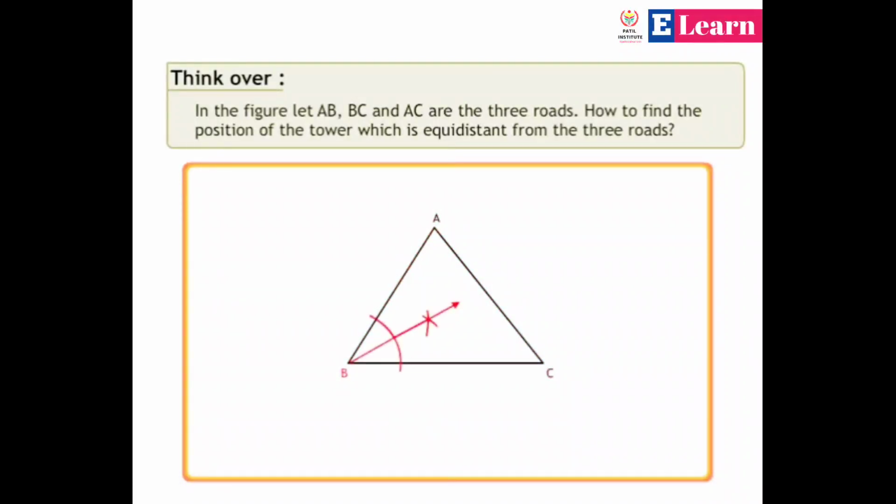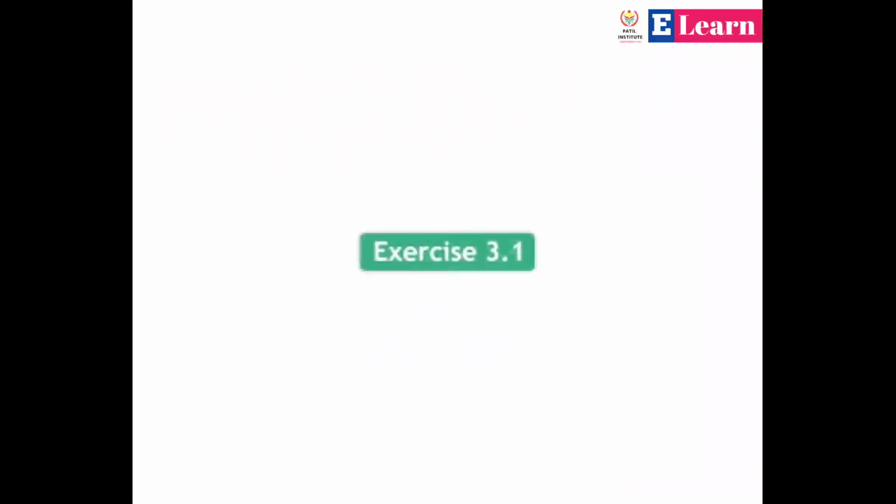Now draw the angle bisectors of angle B and angle C. Let these bisectors intersect at point I. Now draw a perpendicular from point I on the side BC. Point M is said to be the foot of perpendicular. Now draw a circle with the radius MI and center at I. Thus, we can get an incircle. Thus, we can conclude that the tower is in the center of the incircle, that is at point I of the triangle ABC. Now let's solve exercise 3.1.